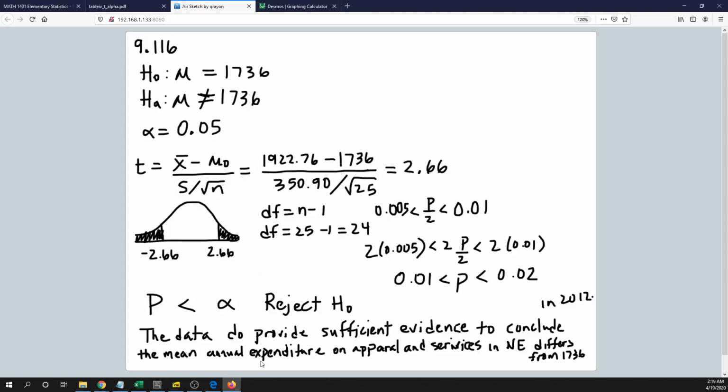All right, and so again, that statement is just that same statement: the data do or do not provide. In this case, it's do, because we rejected the null hypothesis. So the data do provide sufficient evidence to conclude, and then the alternative hypothesis is just restated in terms of the context of this problem. All right, that's it on this one.